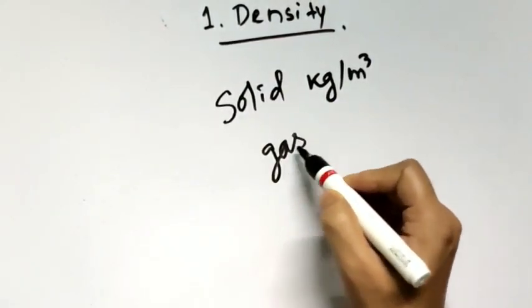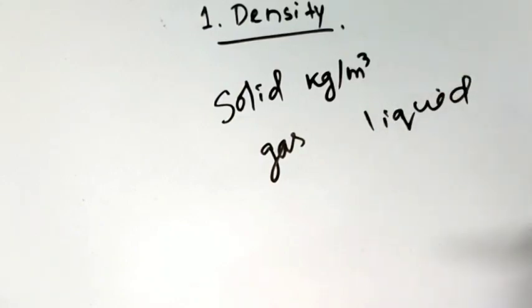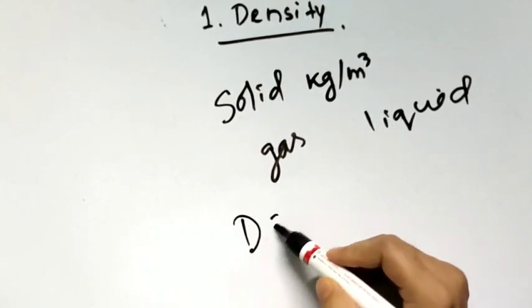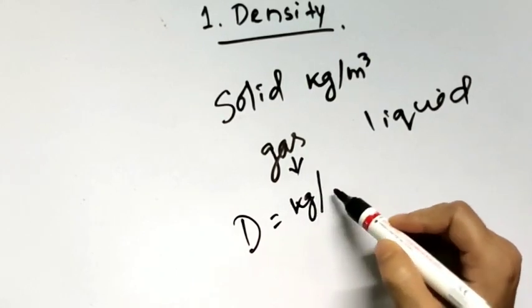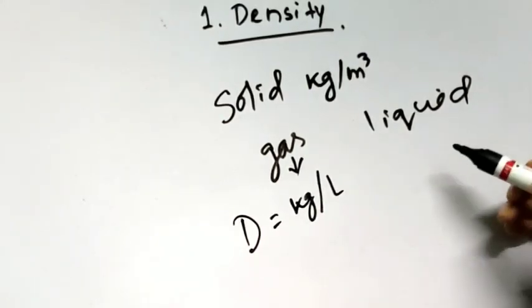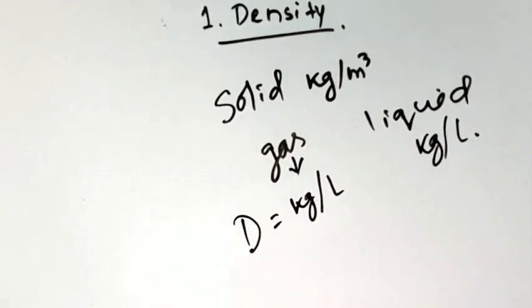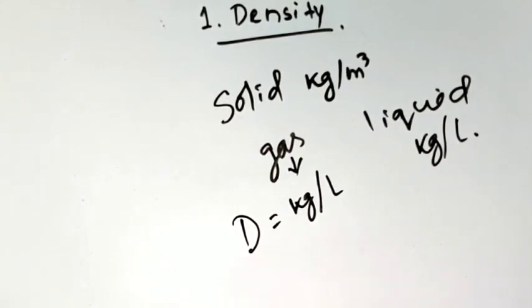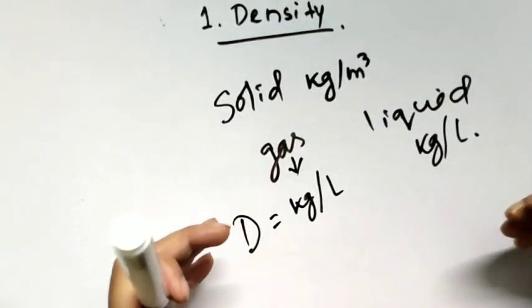Now what about gas and liquid? Do we measure the volume of liquid in meter cube, or do we measure the volume of gas in meter cube? No. So the unit of density for gas would be kg per liter, and for liquid it is the same, which is kg per liter. As the unit of volume of gas is liter, and so is that of liquid. Okay, this is the difference when we measure the density of solid and gas.